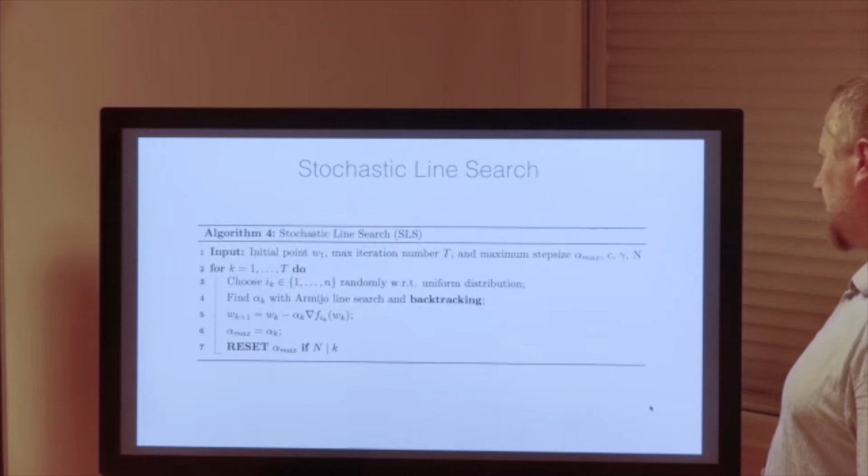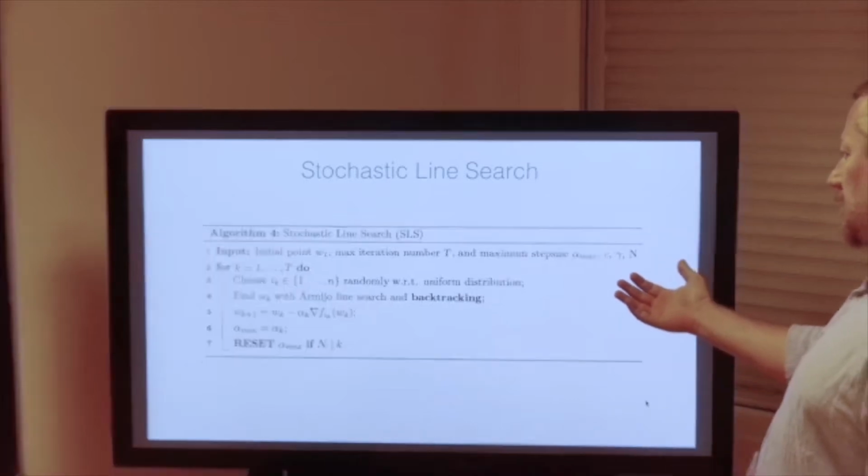All right, and this is the algorithm in short. You start with a point, you choose a maximum number of steps, and you give these constants to the algorithm. Then you choose a data point uniformly at random, take a step, check the Armijo condition, and try to find the biggest step size which satisfies the Armijo condition.